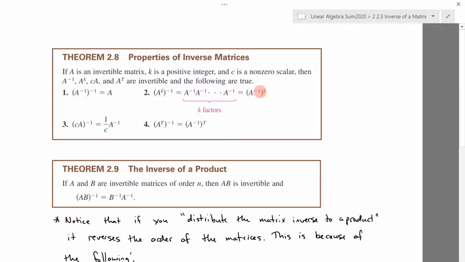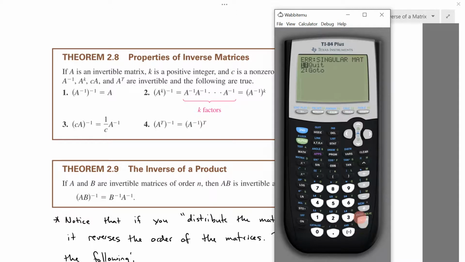The second one says that if you raise a matrix to a power and take the inverse, it's the same as first taking the inverse of A and then raising it to the power. So that's also fairly straightforward. But you can see an example here, say on a calculator, right? So the matrix A was invertible, right? So if I take A, say, to the third power, so I get this matrix here.